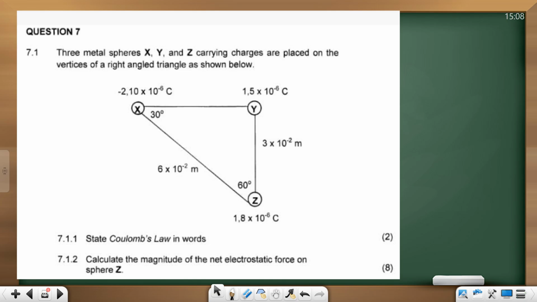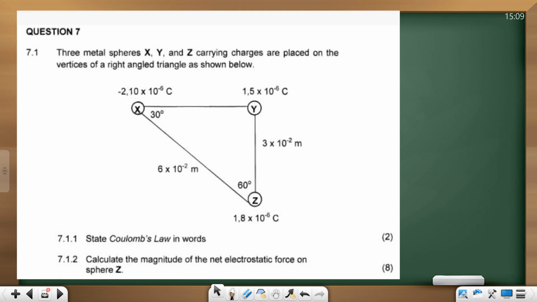Three metal spheres X, Y, and Z carrying charges are placed on the vertices of a right-angled triangle as shown below. State Coulomb's law. The electrostatic force between two charges is directly proportional to the product of the charges and inversely proportional to the square of the distance between them, not between their centers.